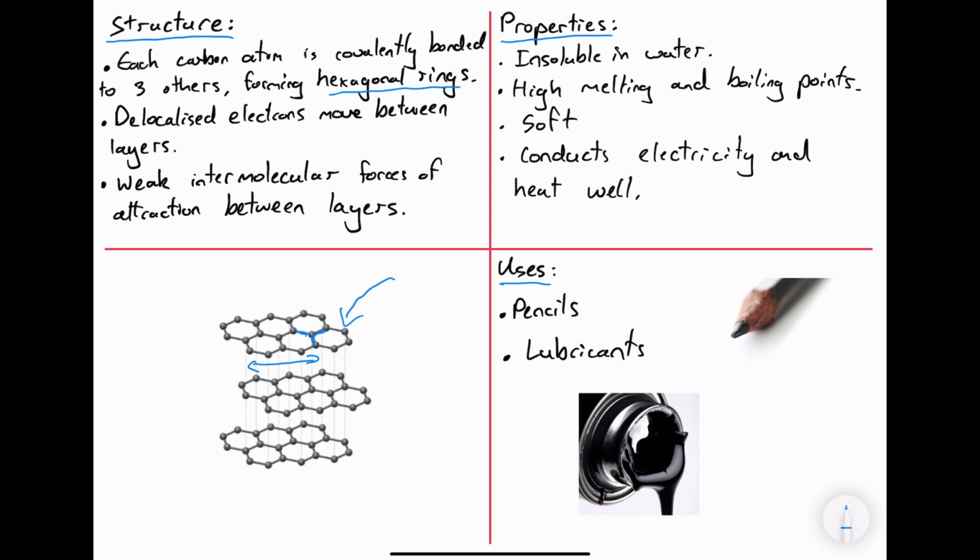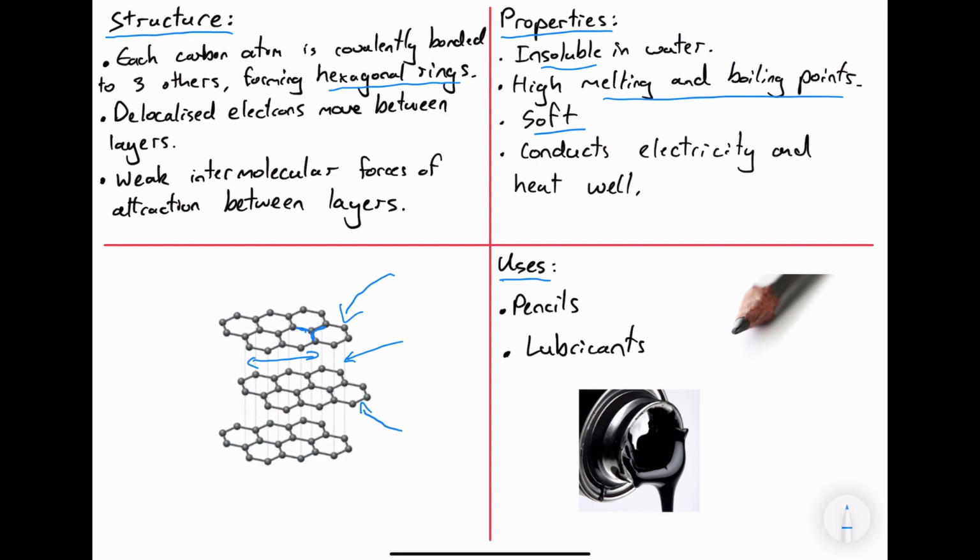And then between the layers, they're held together by weak intermolecular forces of attraction, and these are not strong like the covalent bonds between carbon atoms. The properties: graphite is insoluble in water, which means it can't dissolve. It has a high melting and boiling point because of the very strong covalent bonds between the carbon atoms. It's soft because the weak intermolecular forces of attraction between the layers mean that the layers can slide off each other. And then it conducts electricity and heat well because of the delocalized electrons.